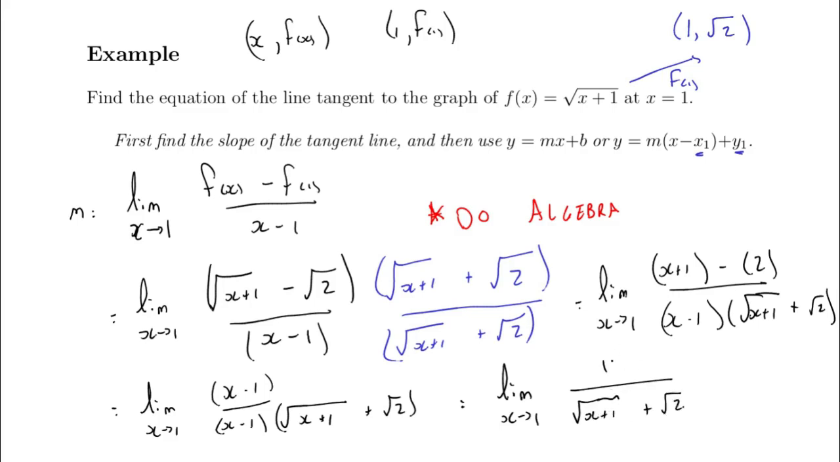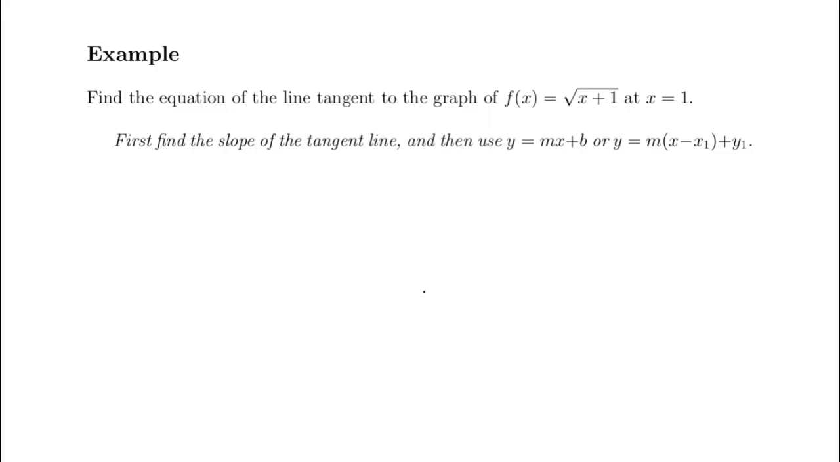All right, so now what we've got is 1 over the square root of 1 plus 1 plus the square root of 2. Or this is 1 over the square root of 2 plus the square root of 2, or I'll just call it 1 over 2 root 2. It's kind of ugly, but that's our slope. All right, neat. So now let's go ahead and set up our equation of our line.